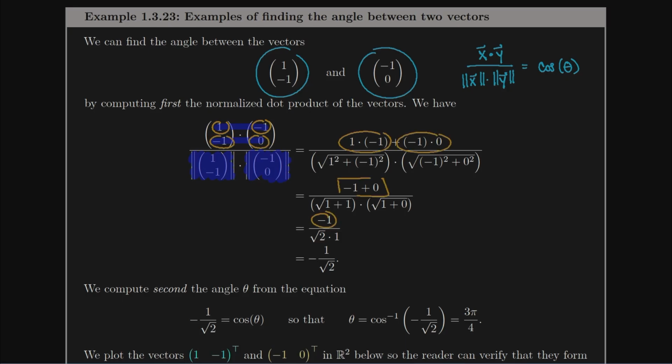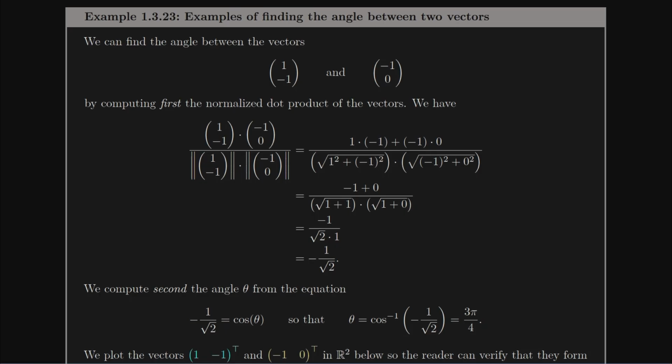Numerator becomes -1. The denominator is going to be the magnitude of (1, -1). So I'm going to square both entries. 1 squared, -1 squared. I'm going to get a square root of 2 on that magnitude. My second magnitude, I'm going to square -1, and I'm going to square 0. I'm going to get a square root of 1, also known as 1, as the other term of the denominator.